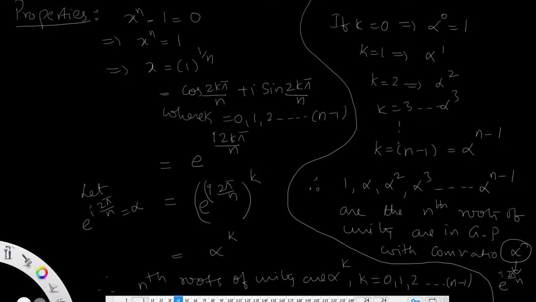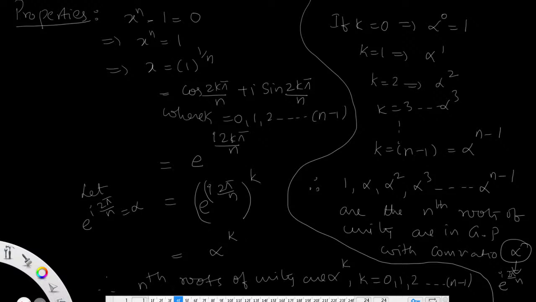We have x to the power of n minus 1 equal to 0, that is x to the power of n equal to 1, whereas x equals 1 to the power of 1 by n. We can generalize that the formula is cos 2kπ/n plus i sin 2kπ/n, where k equals 0, 1, 2, and so on up to n minus 1. It is in the Euler form, e to the power of i 2kπ/n. For our convenience, e to the power of i 2π/n as a whole to the power of k outside, this value I am taking as alpha. Then we get alpha to the power of k.